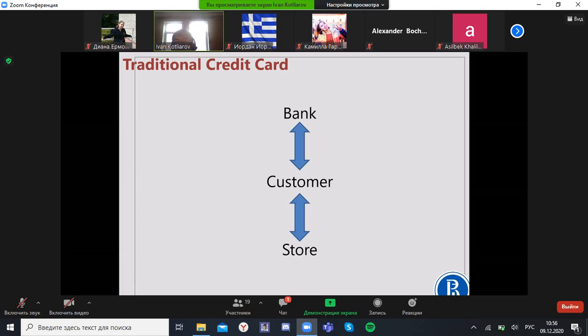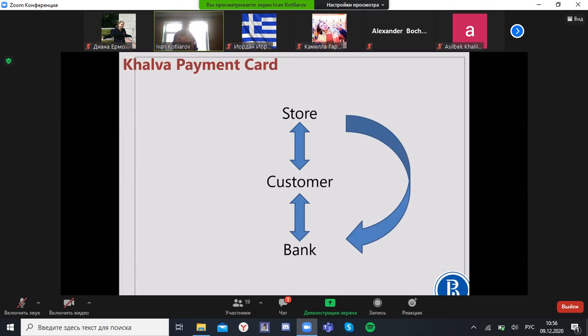So, we have two relationships, so to say: financial relations between the bank and the customer, and commercial relations between the customer and the store. Bank and store do not cooperate, no cooperation at all. Guys, do you understand it? Yes. Okay, great.